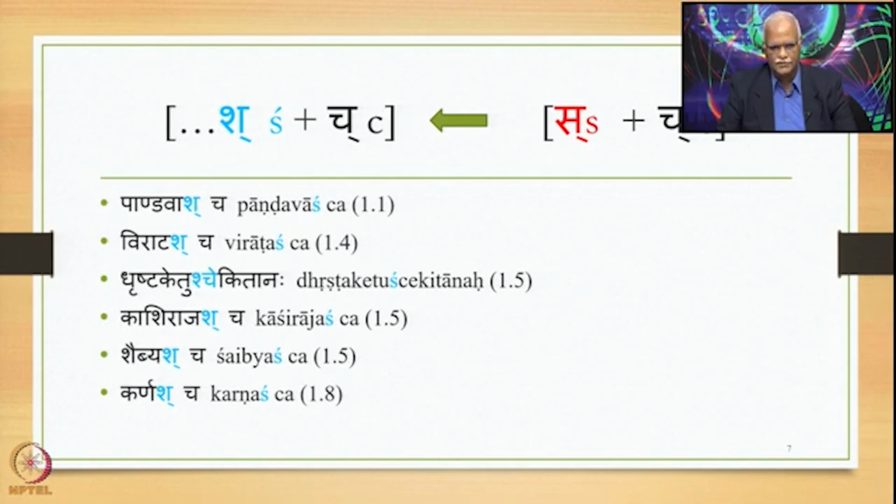Similarly, Kashirajascha, Shaibhyascha and Karnascha. In all these cases, sh is the output and sa would be the input in the environment of ch following immediately.